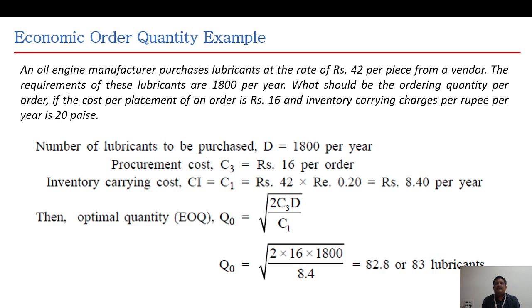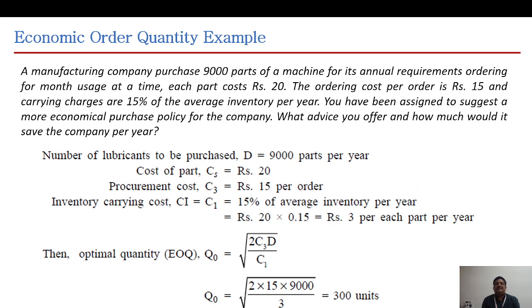Then the optimal quantity EOQ, Q0, is equal to the square root of 2 C3 D divided by C1. So our ordering quantity per order Q0 is equal to 82.8, or about 83 lubricants per order that we have to order. This is the answer for this particular example. Now we move towards the second example.